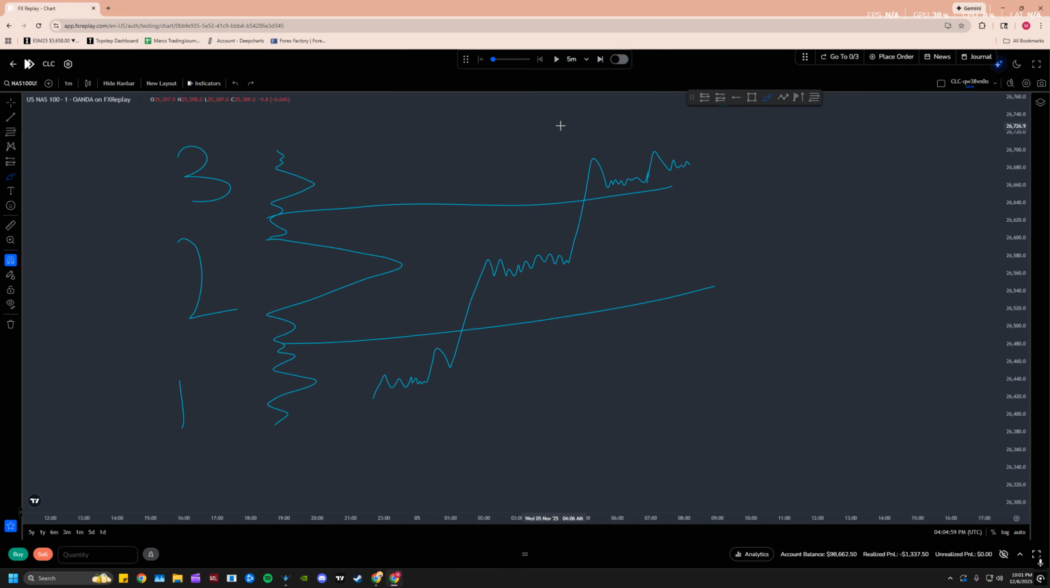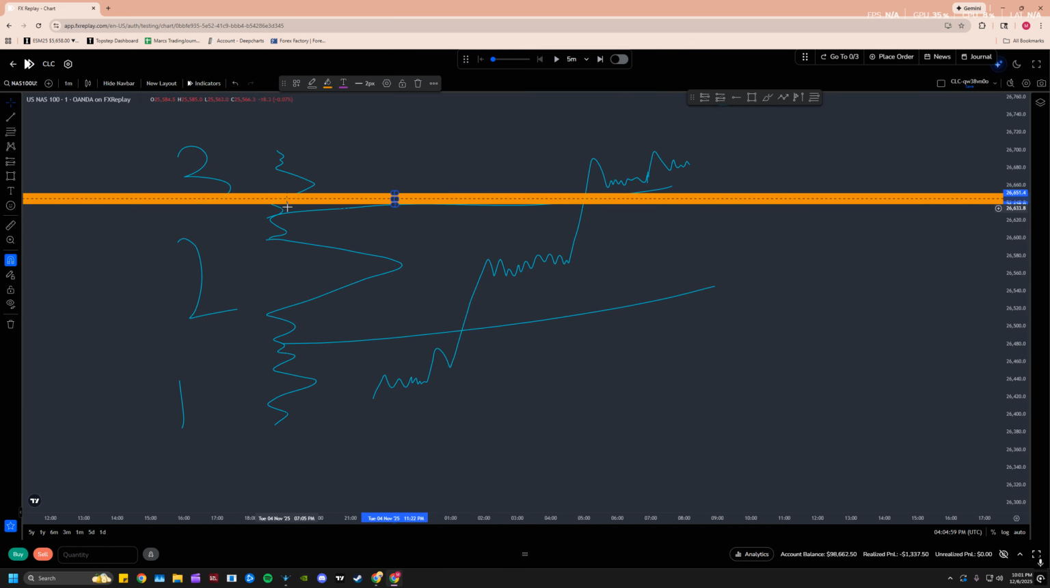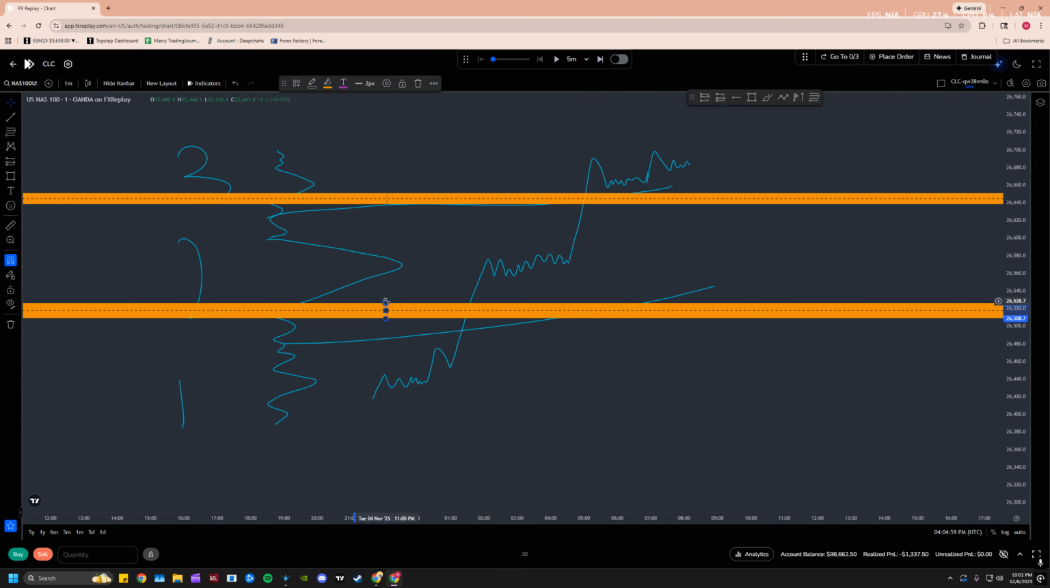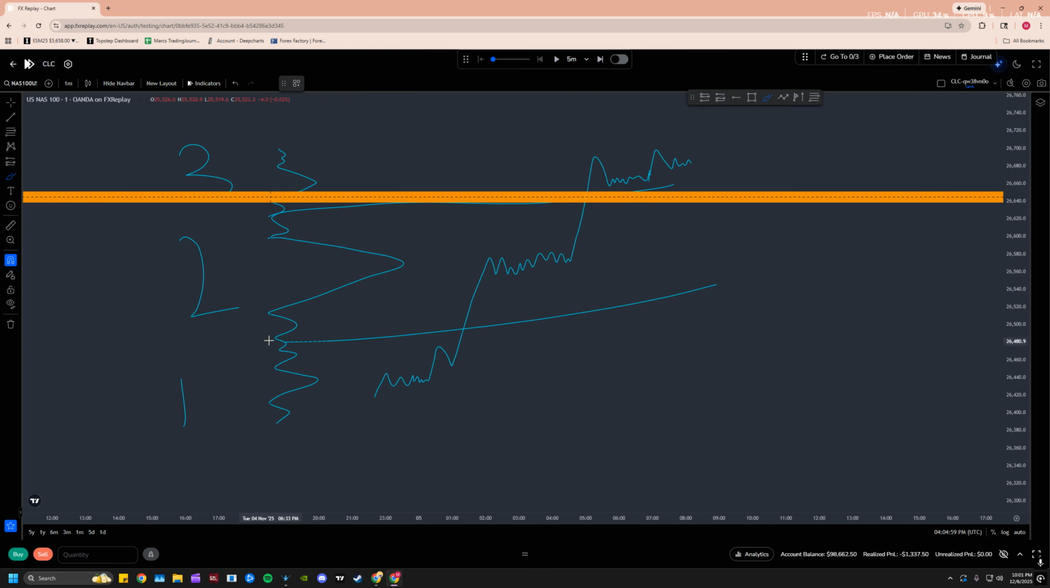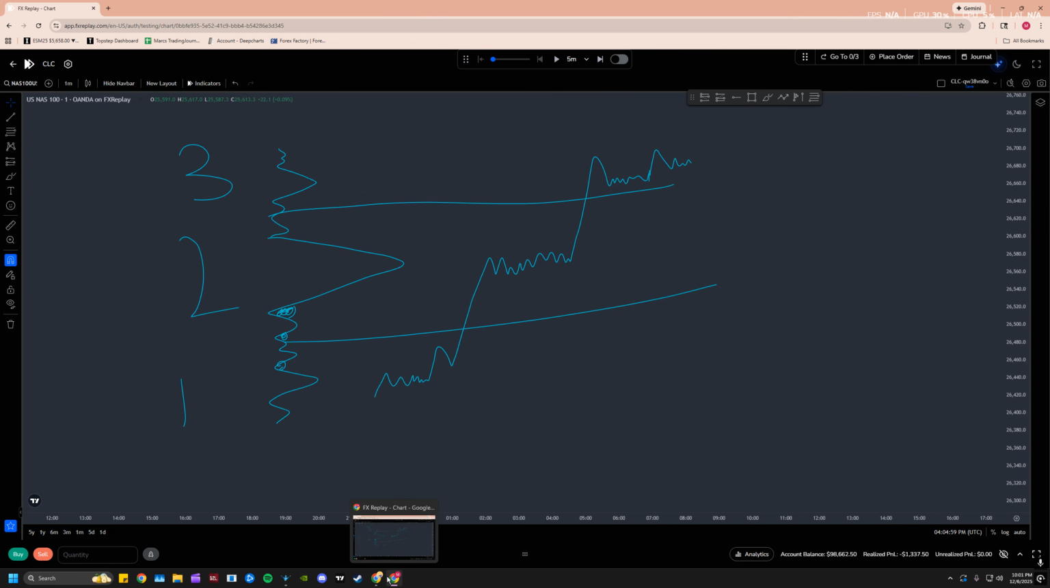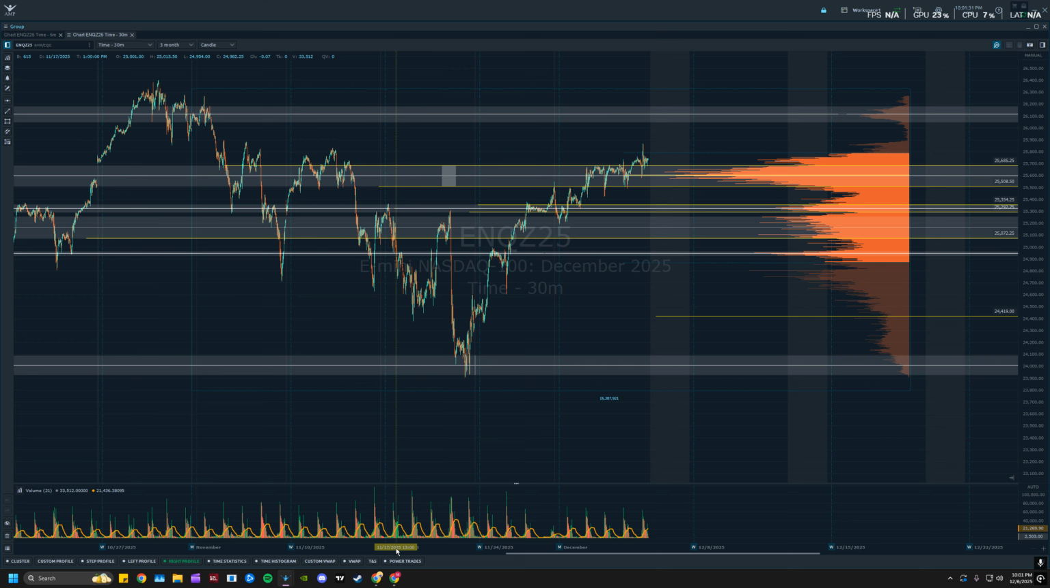We also have low volume nodes. Low volume nodes look like this. There's a low volume node here. There's also a low volume node here. You could look at it like a little triangle. So this would be the low volume node. Everything within this would be a low volume node, right? Same thing with this. Same thing with this. So you can mark it out with a rectangle. But on my higher time frame, I have it charted where the most volume is being transacted.